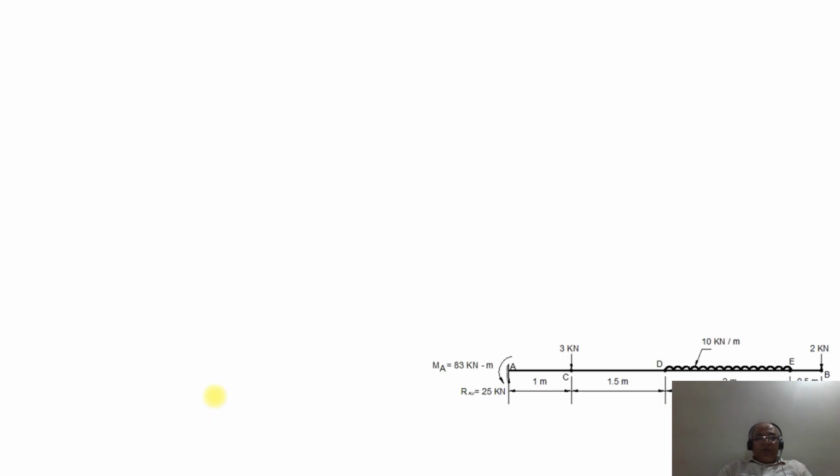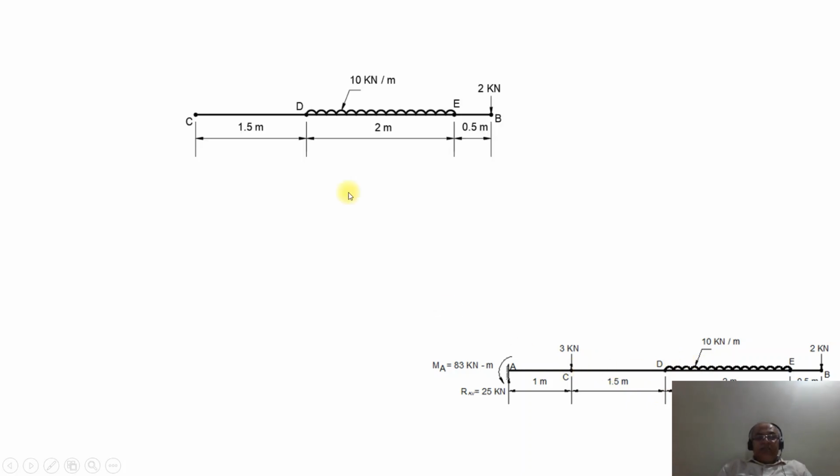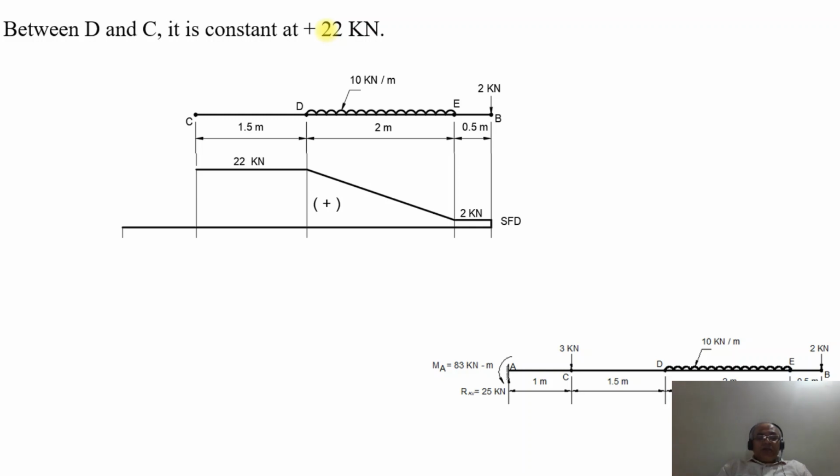So this is how. Once you do that, now we will go for the next consideration, between D and C. As we are considering between C and D, and it started from B towards C now, what will be the shear force between D and C? As the load is acting till here, between B and C or D and C, there is no other load acting on the beam, therefore it is constant at plus 22 kilonewton. So this is how you will be able to plot the shear force diagram till this point C.